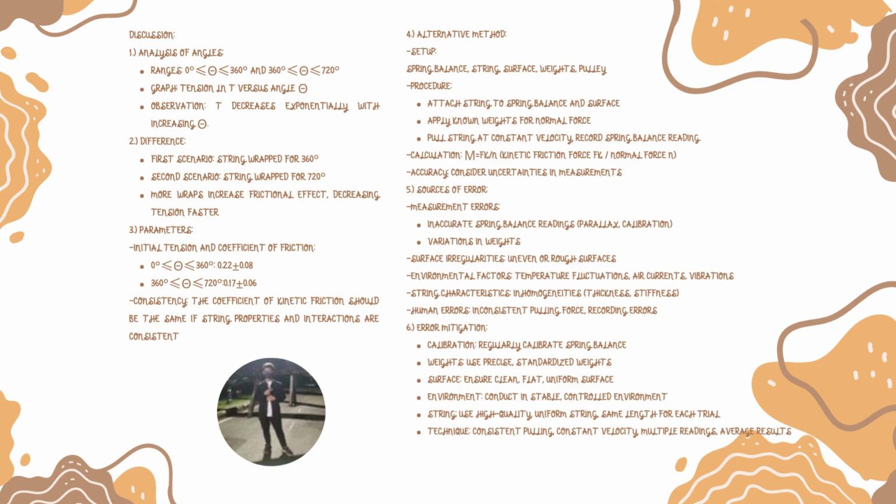The key difference between the two conditions is that in the first scenario, the string is wrapped around the rod for only one complete revolution, 360 degrees, whereas in the second scenario, the string is wrapped twice, 720 degrees. This implies that the tension decreases more rapidly in the second case due to the increased number of wraps, which enhances the frictional effect.